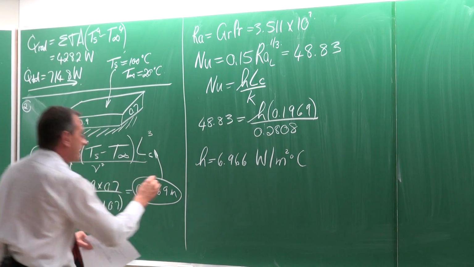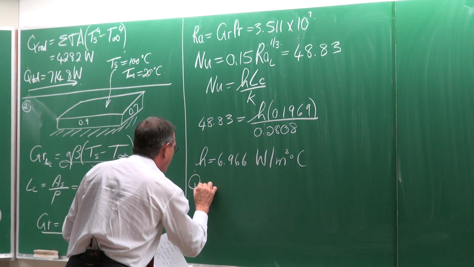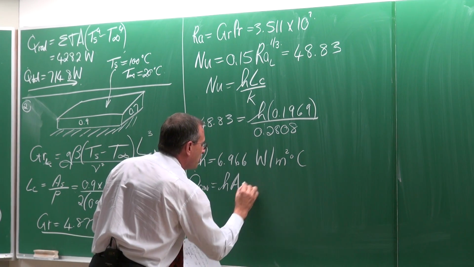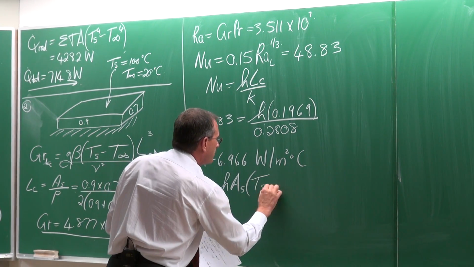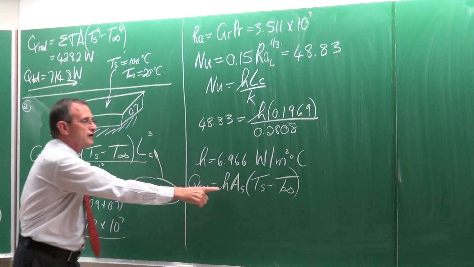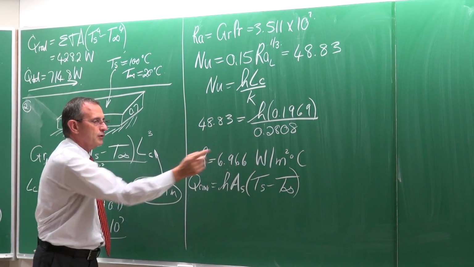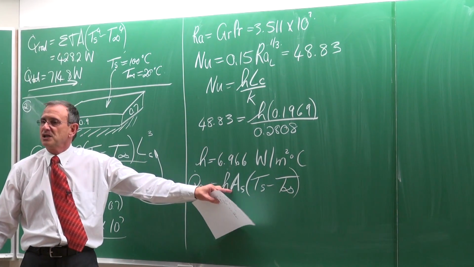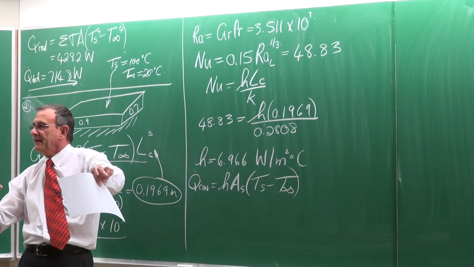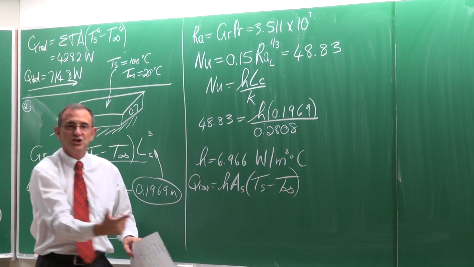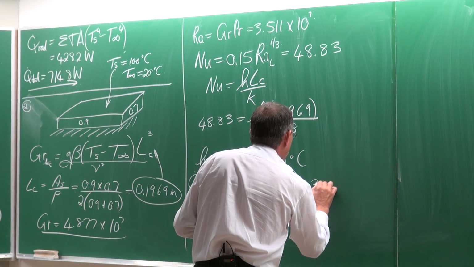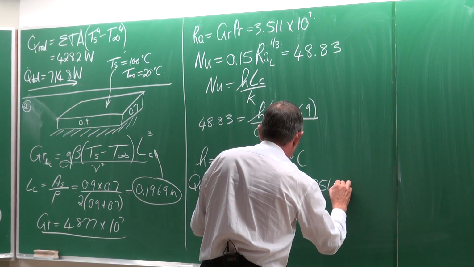So let's go and calculate the convection heat transfer rate. It's equal to the heat transfer coefficient multiplied by the surface area multiplied by the temperature difference. The heat transfer coefficient is 6.966. The surface area is 0.9 multiplied by 0.7. I've got the temperature difference, and then I can calculate the convection heat transfer as 351.1 watts.